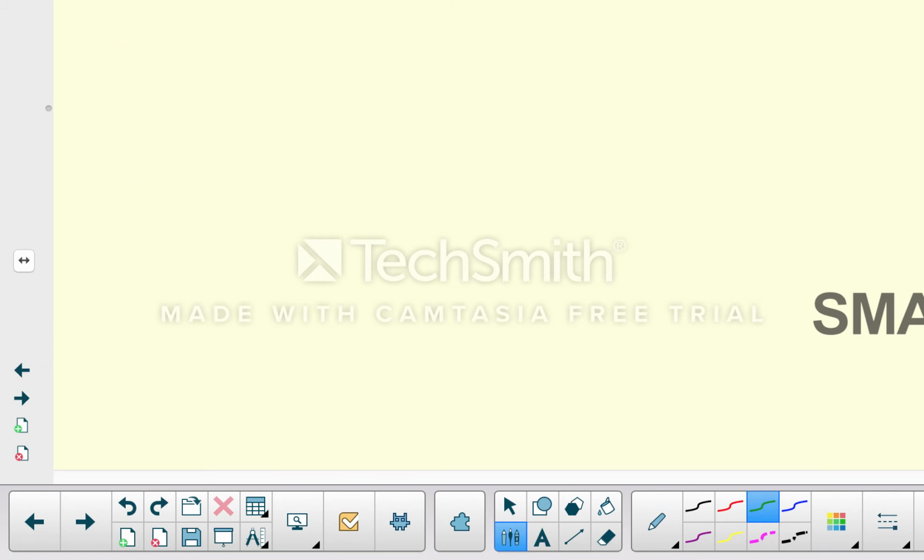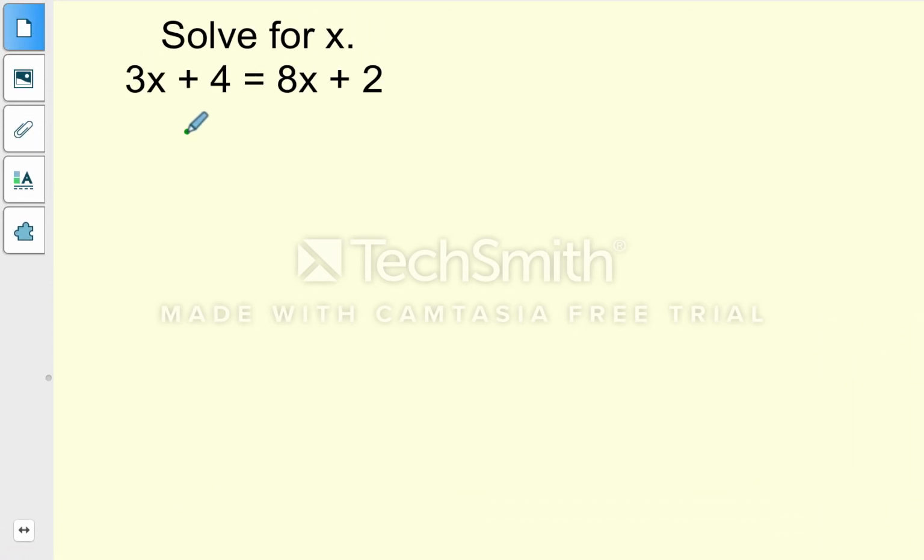Last time what I did is I took 3x right away. I'm going to take 4 right away this time. And I could take 2 as well. I think actually taking 2 is easier, but I want to show you that you can get negative numbers. That's okay. So 3x is the same as 8x minus 2.